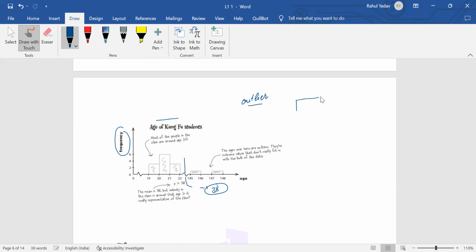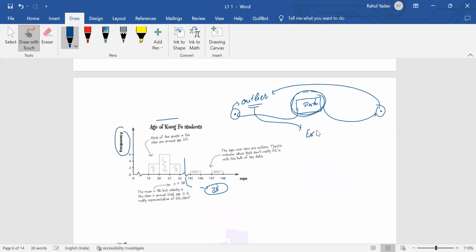If I have data points something over here, this is my data. The majority of data is around this circle, and if some data is far away from this circle, something that is bigger than this data or very much smaller than this data, these extreme values are known as outliers. So outliers are the extreme values from the data.